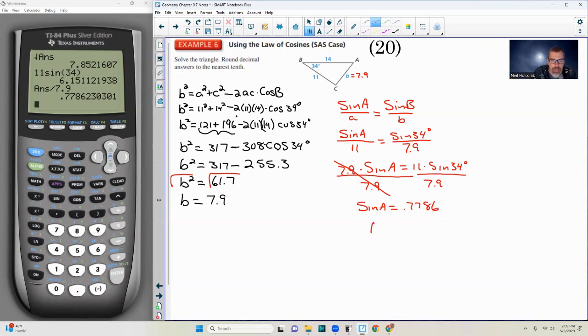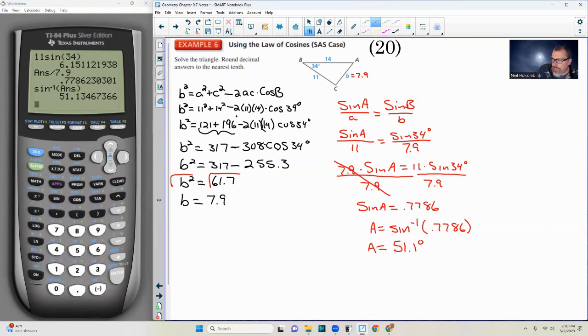Almost done. We want to find A. So A equals, move the sine over to the other side, makes it an inverse, 0.7786. So angle A equals second sine 0.7786. Actually, let me do this. Just so I'm not rounding and I'm more accurate, I'm going to say second answer right here and hit enter. And I get 51.13 or 51.1 degrees. Okay, so there's angle A.